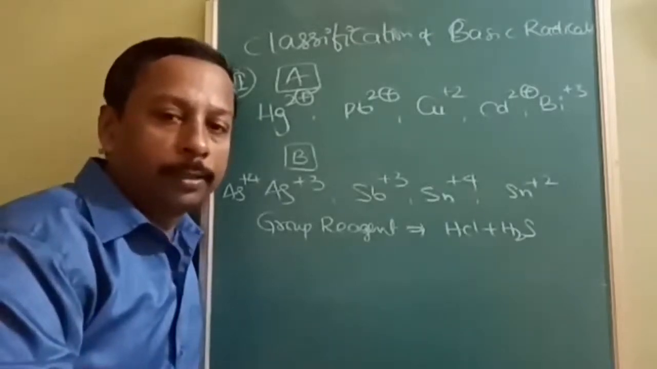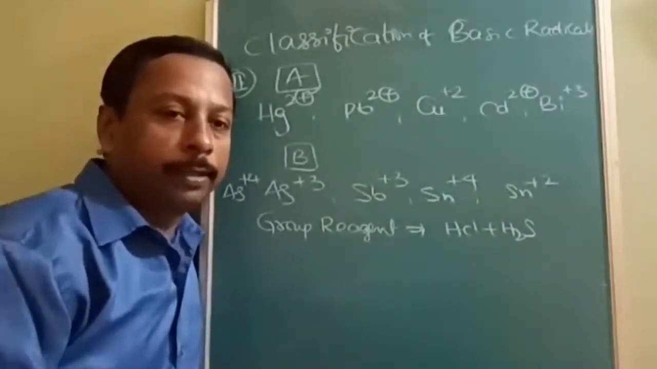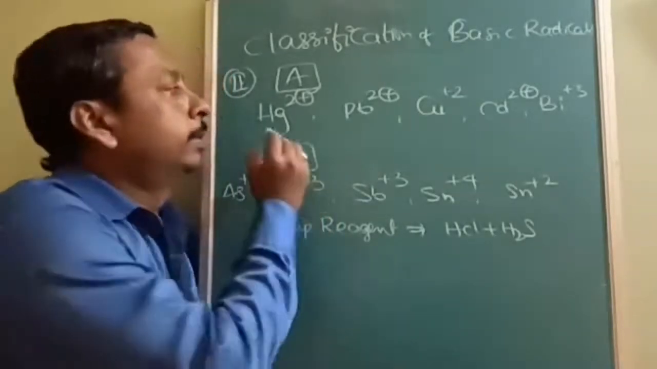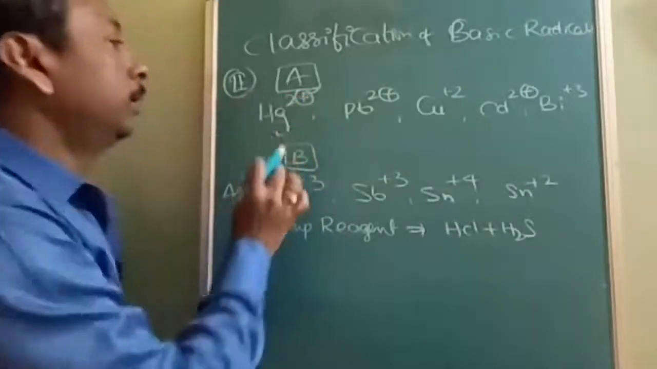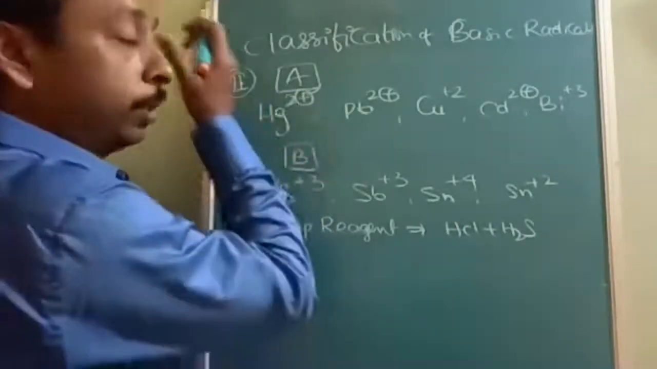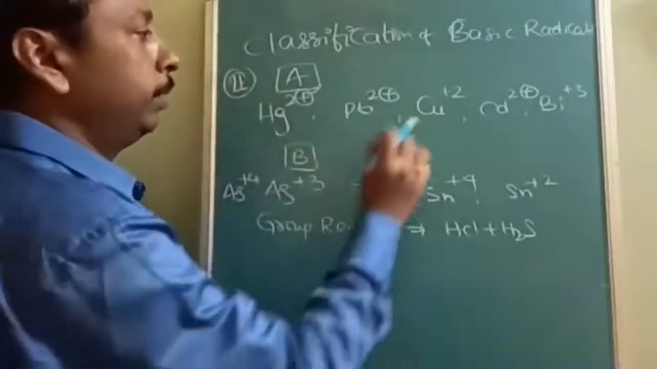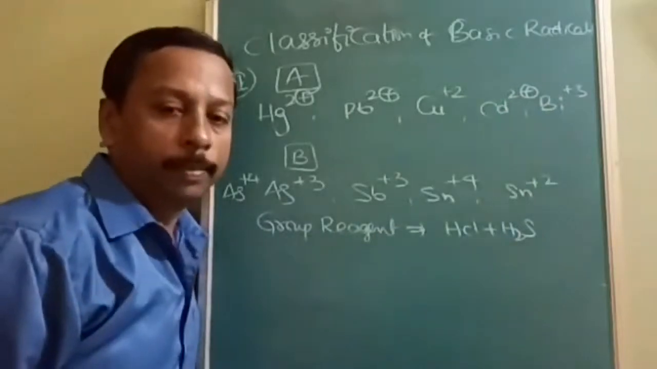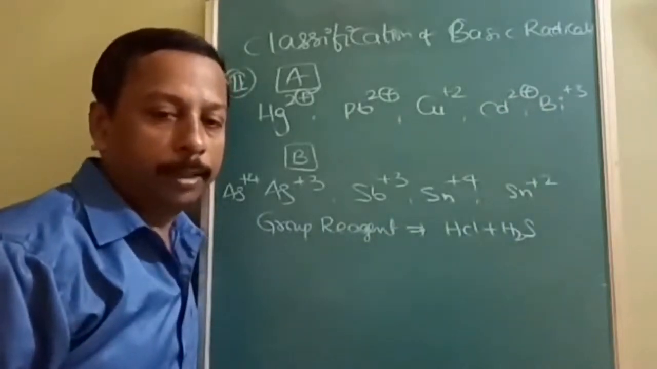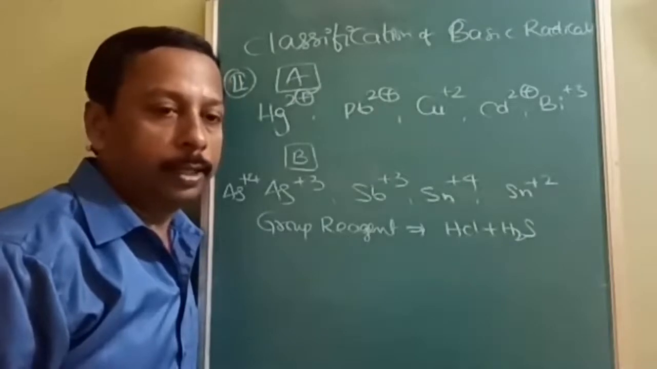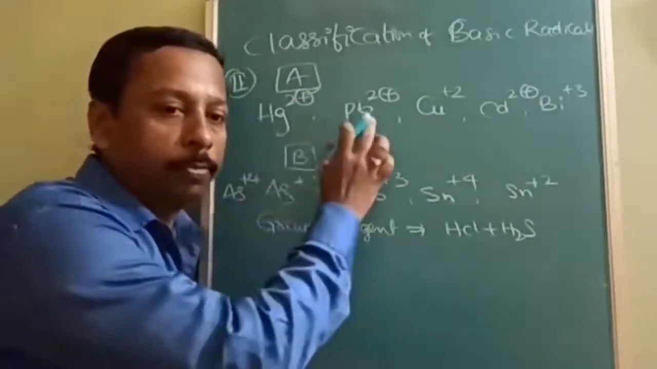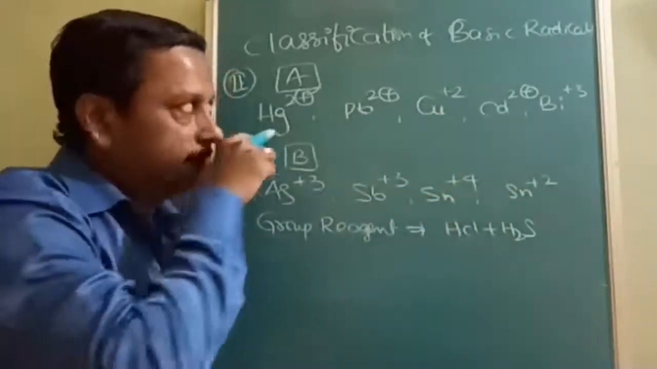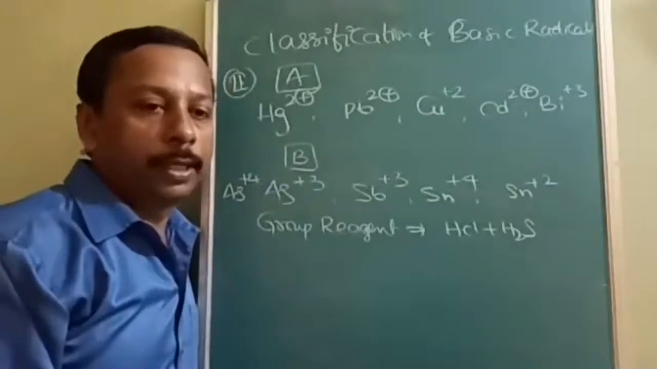The second group is further subdivided into two parts, A and B. Second A contains Hg2+, Pb2+, Cu2+, Cd2+, and only bismuth is 3+, Bi3+. So these are the elements of the second A group.